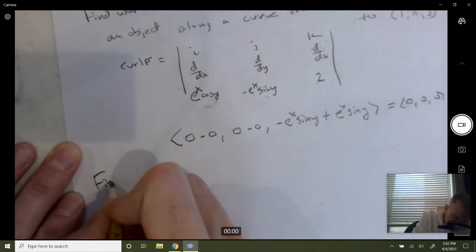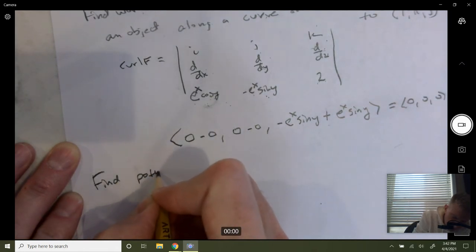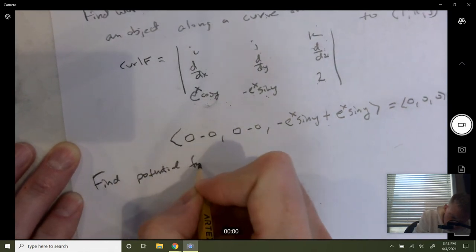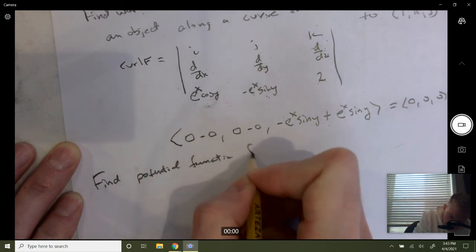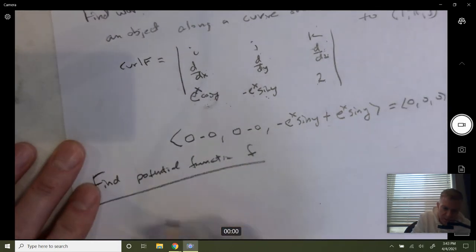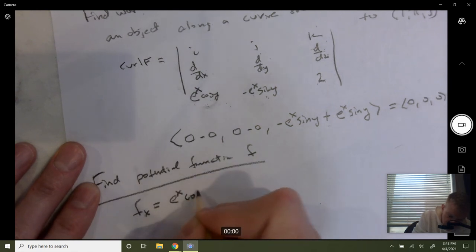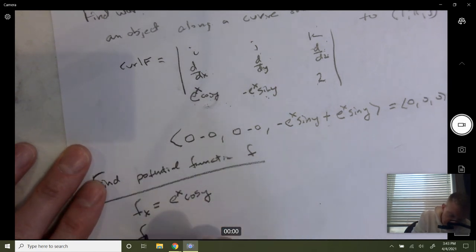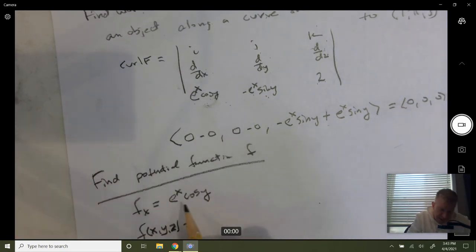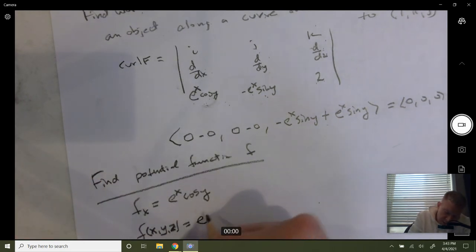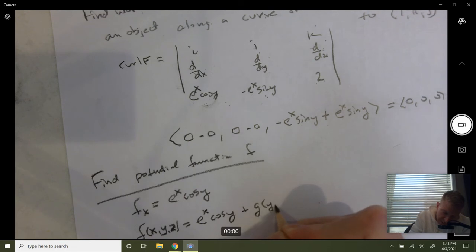So find your potential function, little f. Okay, so I've got my f_x is equal to e to the x cosine of y. Take the antiderivative, so f as a function of x, y, and z is going to be the antiderivative with respect to x, which is simply e to the x cosine y, plus some function of y and z.